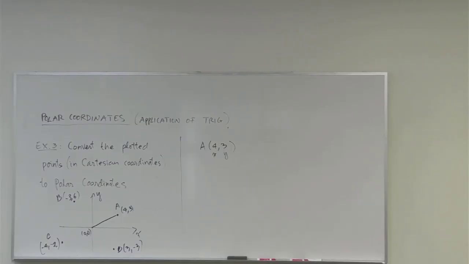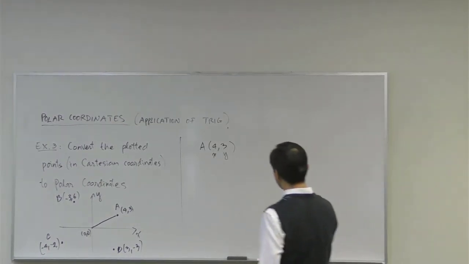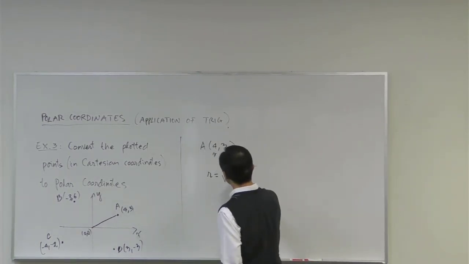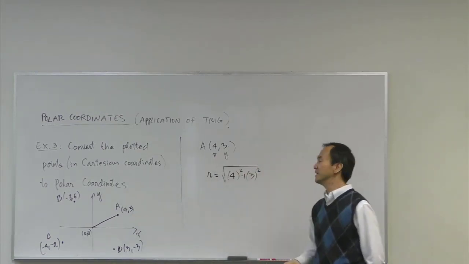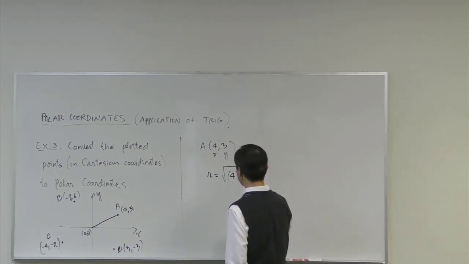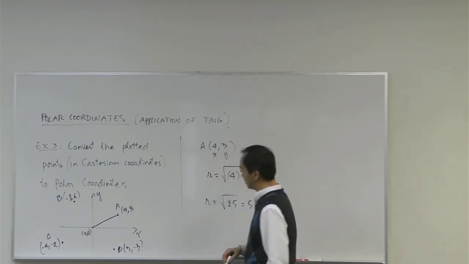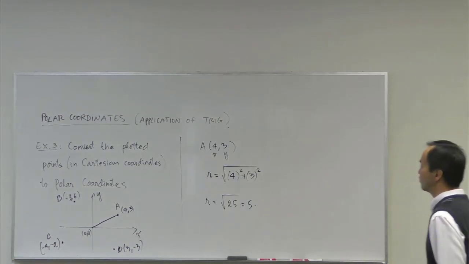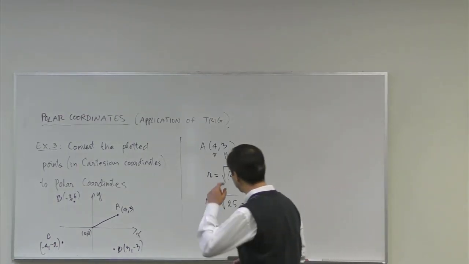So in that way, I'm going to calculate r to be the square root of 4 squared plus 3 squared, all of that sum inside the square root. That means r comes out being the square root of 16 plus 9, which gives me 25. Square root of 25 gives me 5. So my r is 5. That point makes radius 5 from the origin.